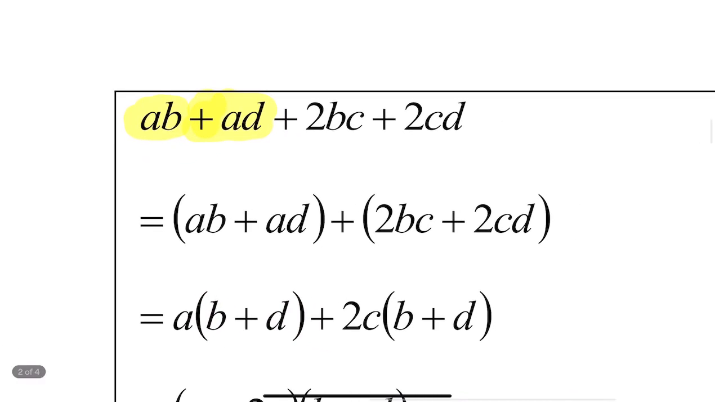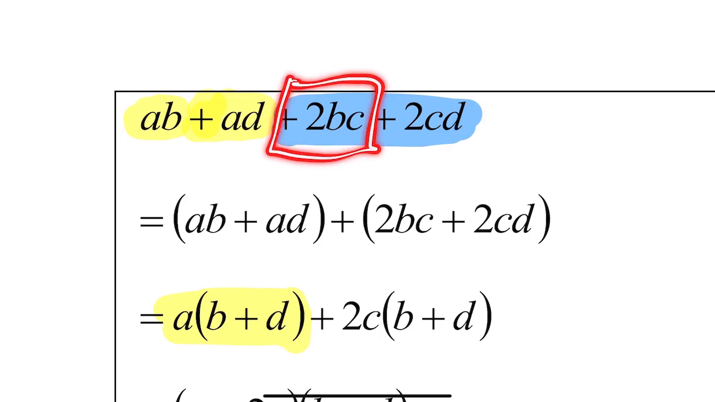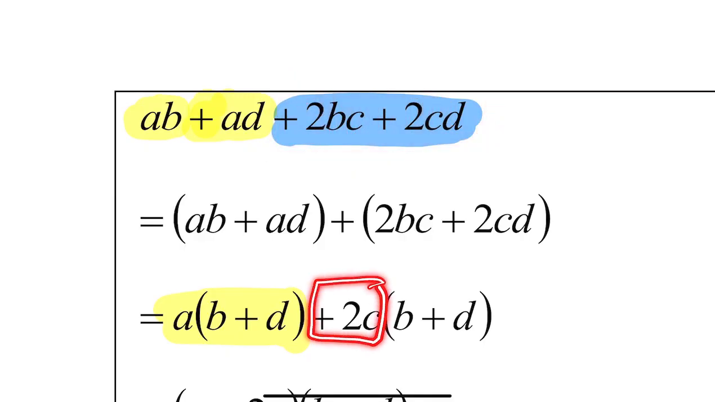Then now I look at the next 2 terms: 2BC plus 2CD. I have term 1 and term number 2. What are the common factors in these 2 terms? I see 2 that is common. I see C that is also common. So that means I can take out positive 2C over here.